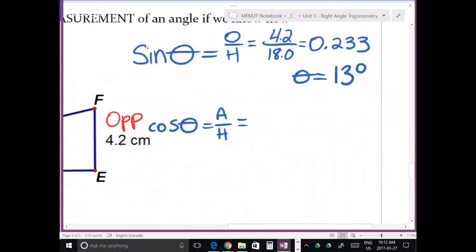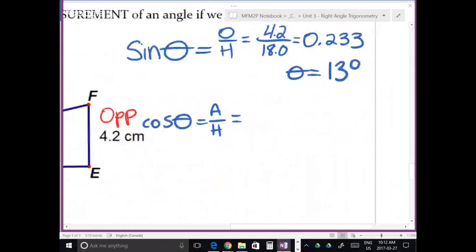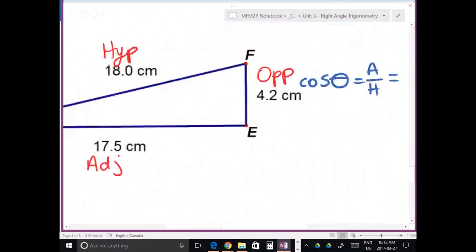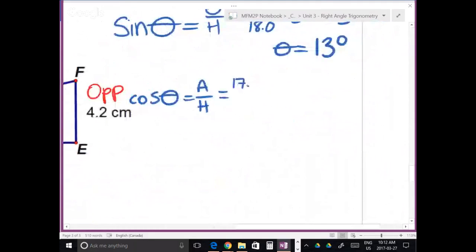What is the adjacent in this case? 17.5. And how big is the hypotenuse again? 18. Good. Do that in your calculator. What do we get? 0.8 something, 0.9 something? What do we get?